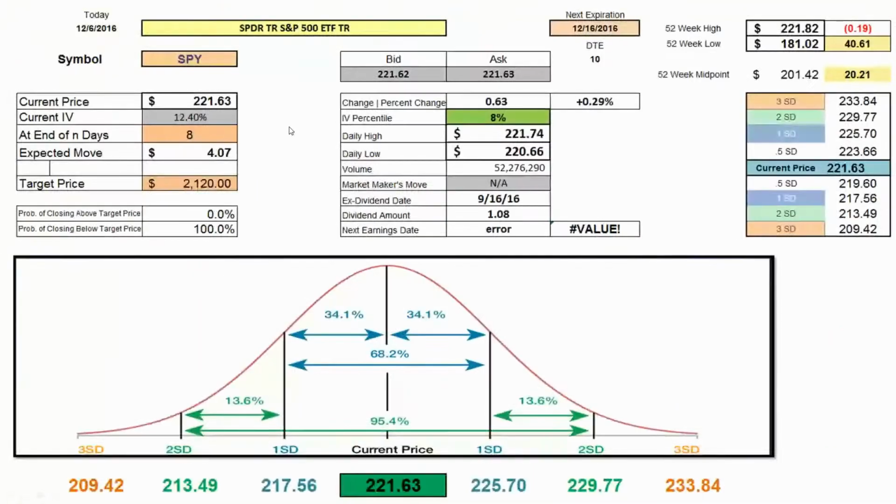So to wrap up, this is another tool. You've seen me use this in the room. I'm going to have this available in my member site. I'm doing some more tweaks on it, but you can key in any symbol here, and it puts all the pertinent data, and then it lays it out for you.